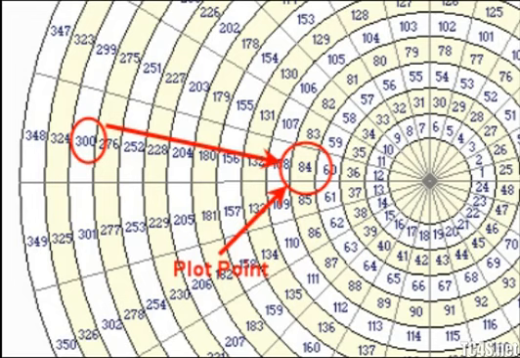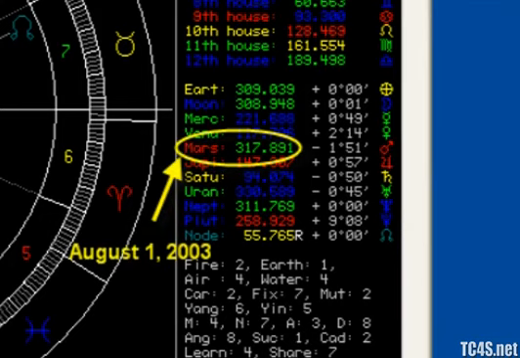Anyways, all right. So there we go. 84 is going to be our plot point. Now we go back to August 1st. That's going to be our next plot point. There we go. 317.891.